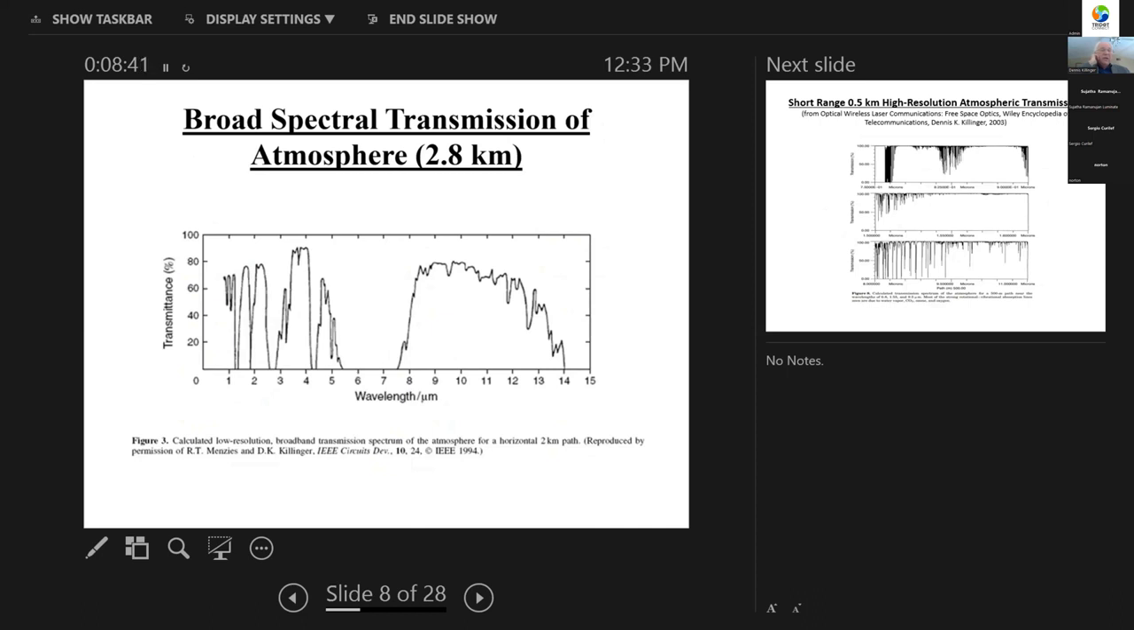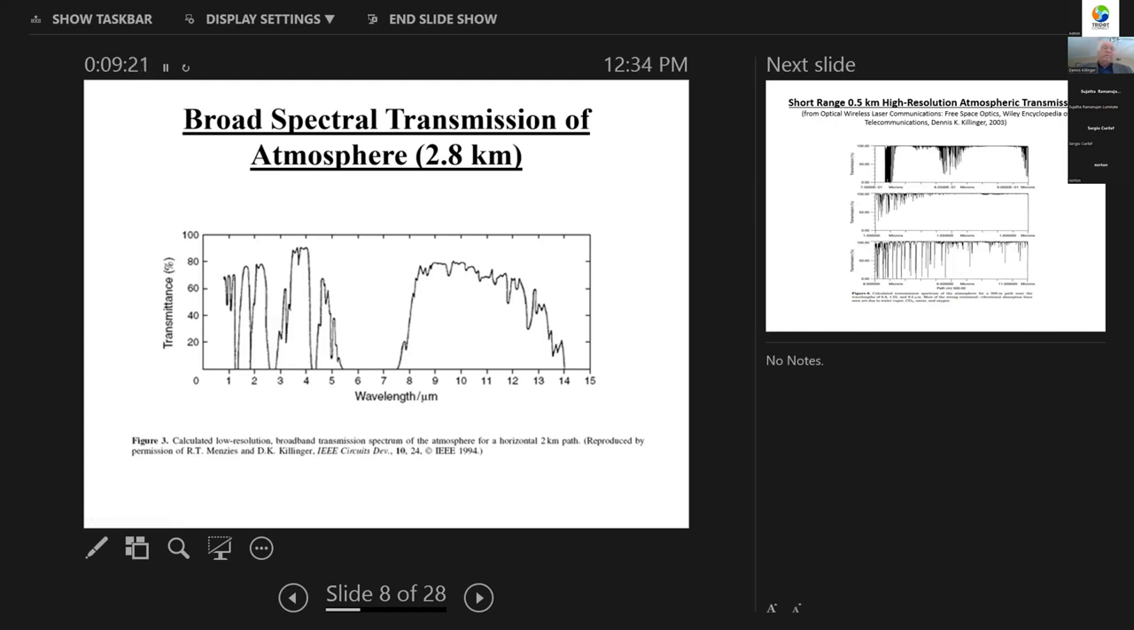This is the transmission of the atmosphere over a 2.8 kilometer path from about the UV around 0.3 microns all the way out to around 15 microns. And you're able to see the openings in the atmosphere where there's transmission. Here in the visible, around 1.5 microns, 2 microns, and then also at 3.3 to 4 microns, that's the fingerprint spectral region where many of the overtone bands of organics and compounds exist. And then out from around 9 to 10 microns or further out.